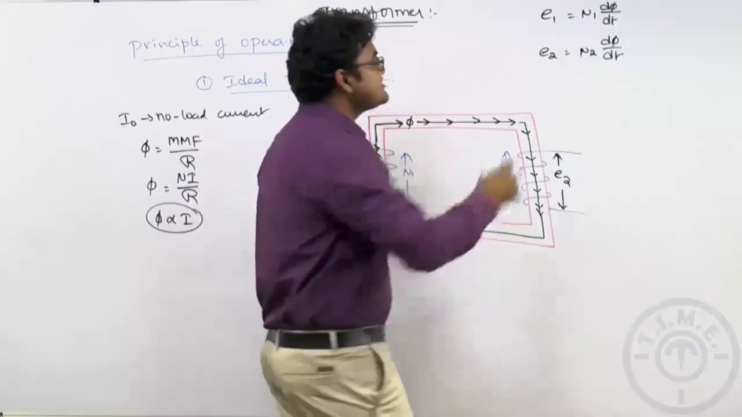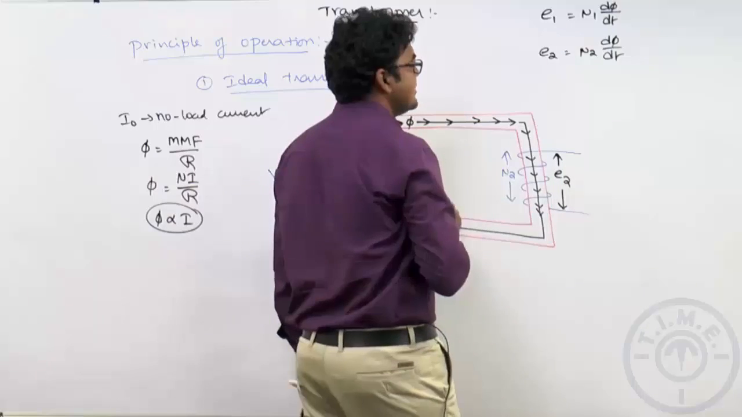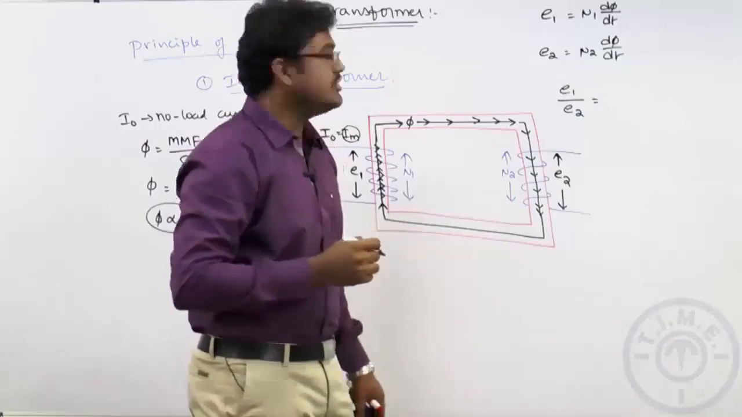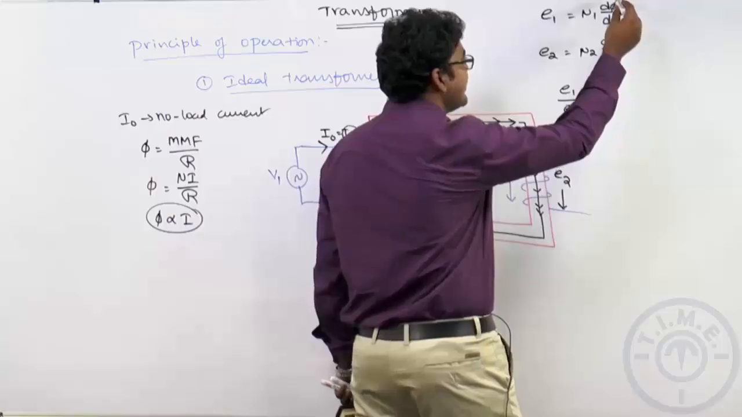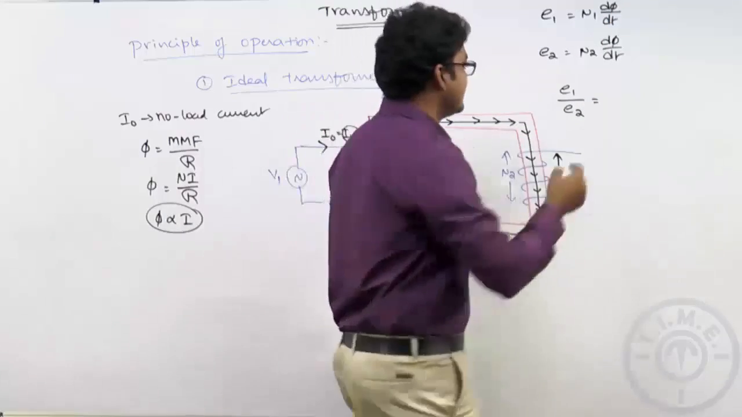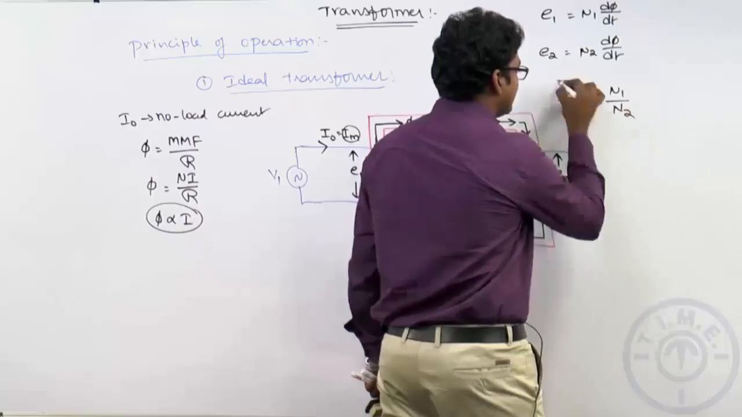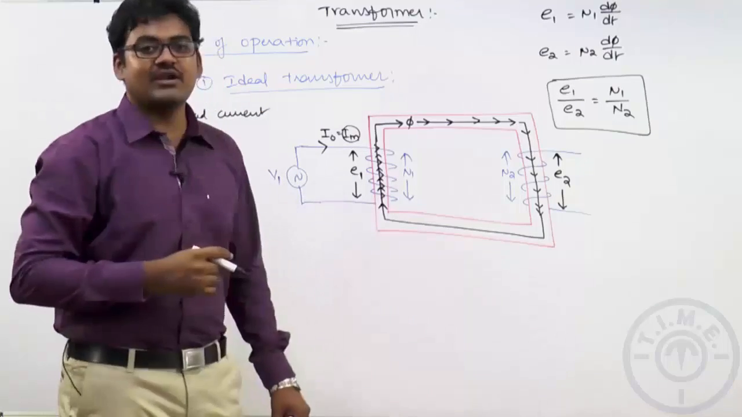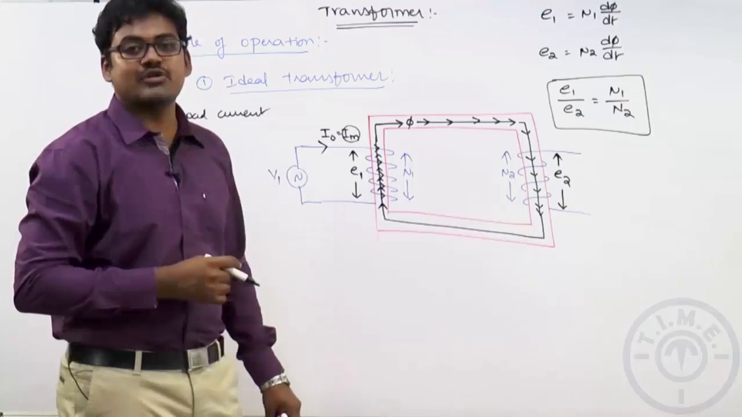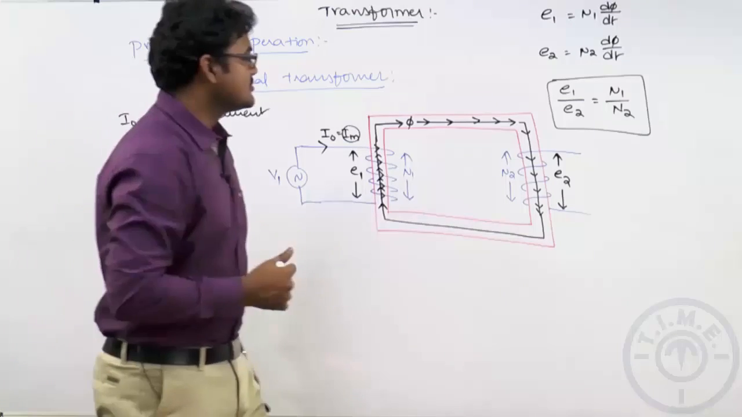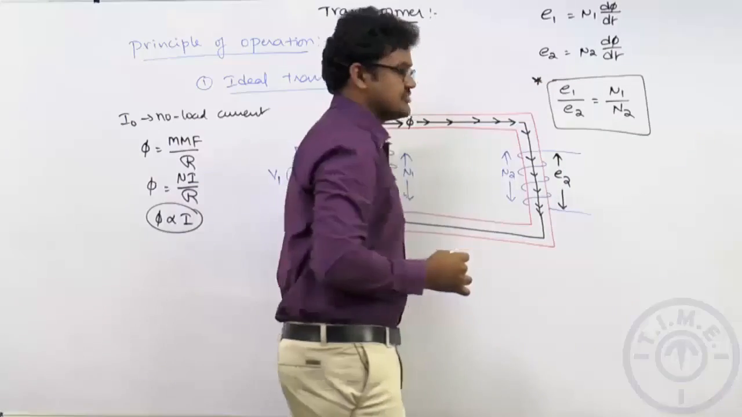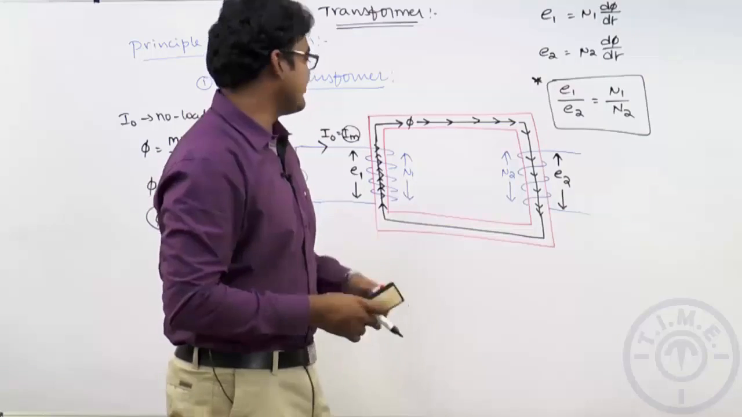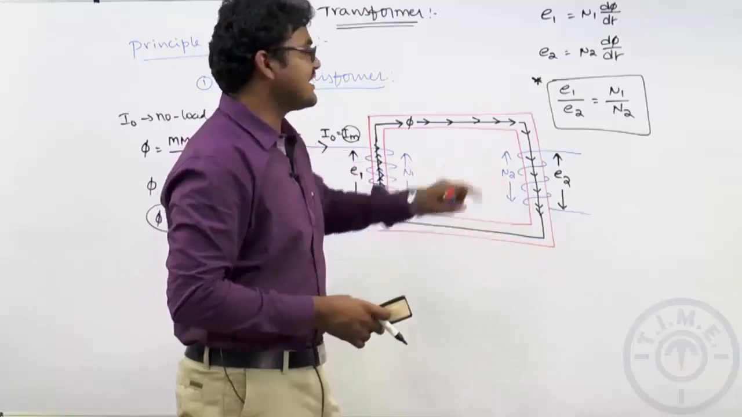Alright. Now if you consider these two equations, let us take the ratio between these two equations. Therefore the ratio between E1 to E2 will be equal to, same flux, therefore d phi by dt and d phi by dt will be cancelled, which is equal to N1 by N2. This is the ratio of the transformer voltages, or simply we will call it transformer voltage ratio or transformer turns ratio, which is very important. Got it? Therefore primary induced EMF with respect to secondary induced EMF is equal to primary number of turns N1 with respect to secondary number of turns.